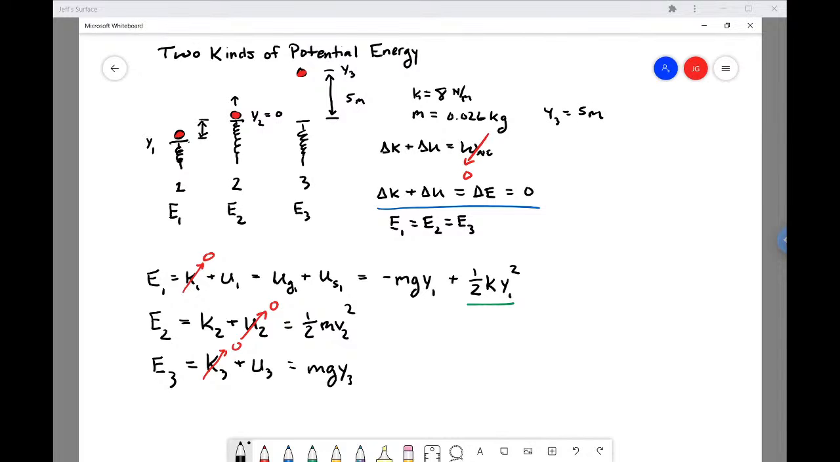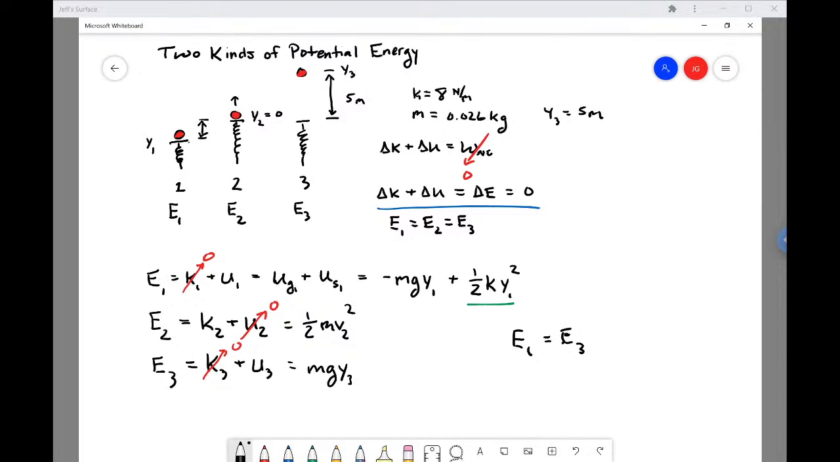Okay, so we know that. We don't know v2, we don't know the speed at moment 2. What are we trying to find? y1. y1 is the amount of compression that the spring has the moment before the projectile is launched. So we can set any of these two energy equations, these expressions for the total mechanical energy, equal to any of the other expressions for total mechanical energy. But what makes the most sense in this case is equating E1 with E3. Okay? Because that way there'll be one unknown, and it's the thing that we're looking for, y1.